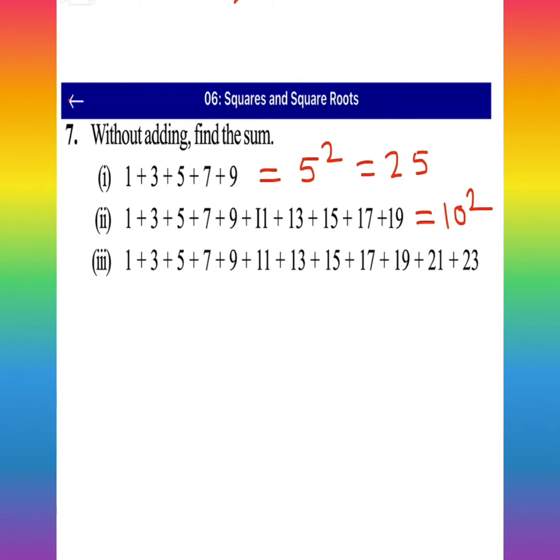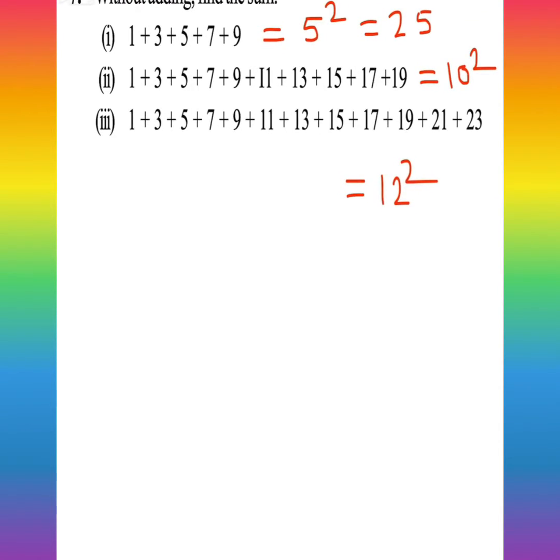This is the answer. And the last question, here the digits are 1 2 3 4 5 6 7 8 9 10 11 12. So you will write this is 12 square. So this is the final result of this question. Okay.